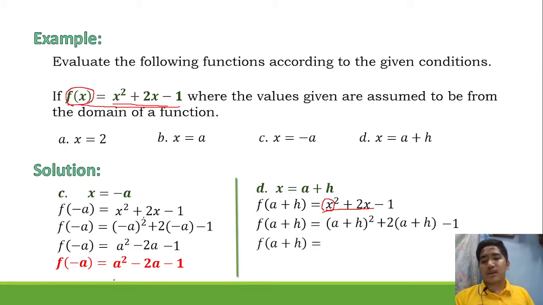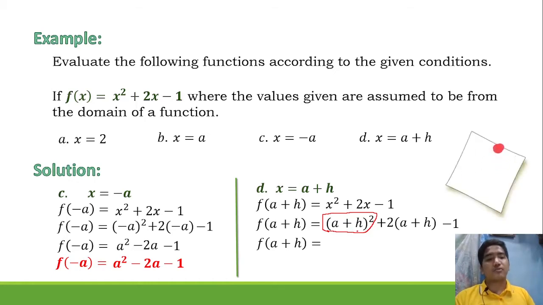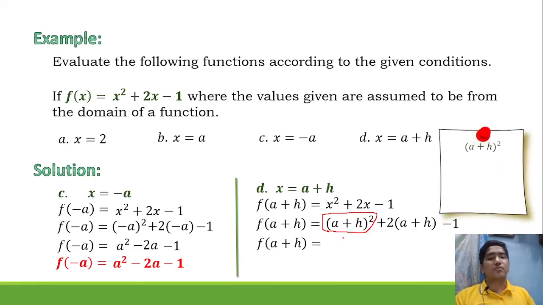Next, so we have f of a plus h. Then, we will now solve for this one. Okay, we have the quantity of a plus h squared. Okay, so paano po siya kino-compute? So, we can use the FOIL method, no? Para ma-identify natin kung ano yung value ng ating a plus h, the quantity of a plus h squared. Okay, so we have here a note. So we have a plus h squared, and that is equal to a plus h times a plus h. So in-expand ko lang siya.